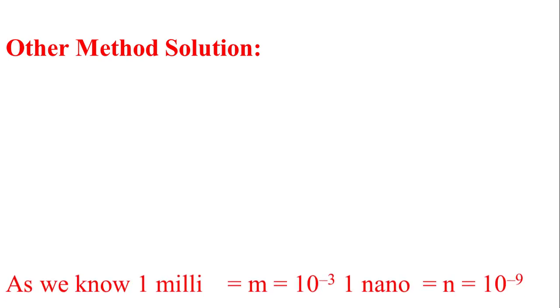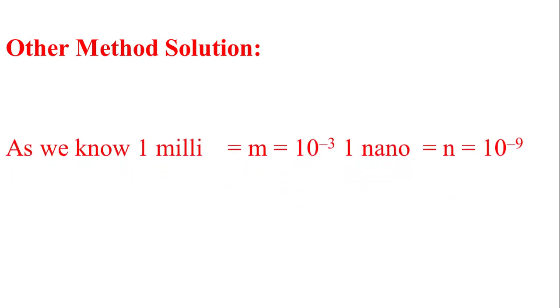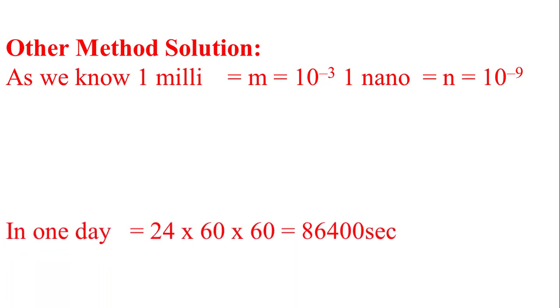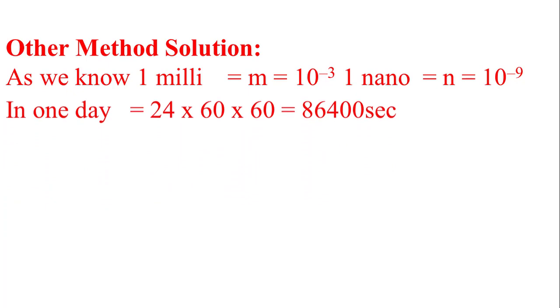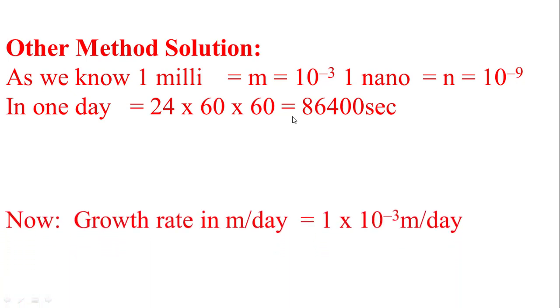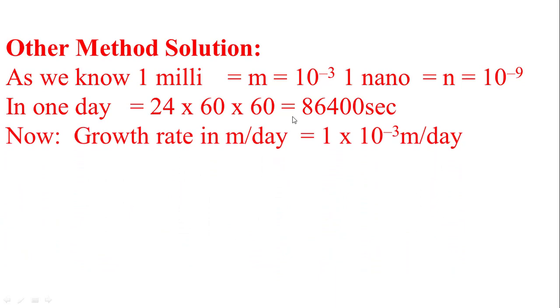As we know, 1 milli is equal to 10 raised to power minus 3 and 1 nano is equal to 10 raised to power minus 9. We can write that 1 day is equal to 24 hours multiplied by 60 minutes multiplied by 60 seconds. Total seconds in a day is 86,400. Now growth rate in nanometer per day is equal to 1 multiplied by 10 raised to power minus 3 per day.